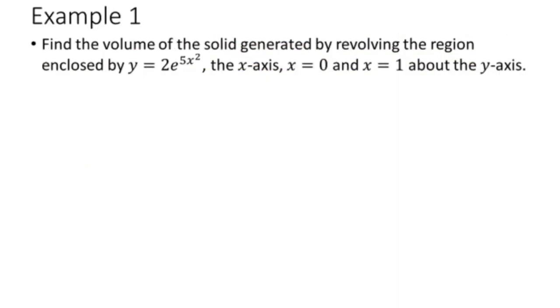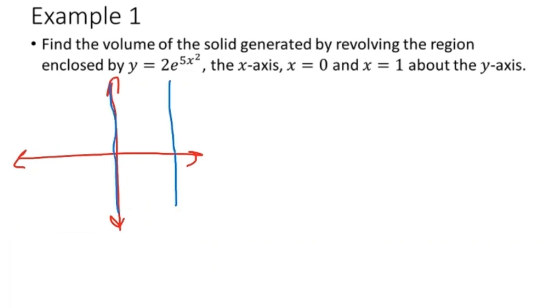Now we're going to find the volume of the solid generated by revolving the region enclosed by y equals 2e to the 5x squared, the x-axis, x equals 0, and x equals 1 about the y-axis. Just like in past problems, we're going to start by sketching our region. x equals 0 and x equals 1 are vertical lines, and we know the x-axis is part of our bounds for the region, so we'll highlight the x-axis in blue as well.